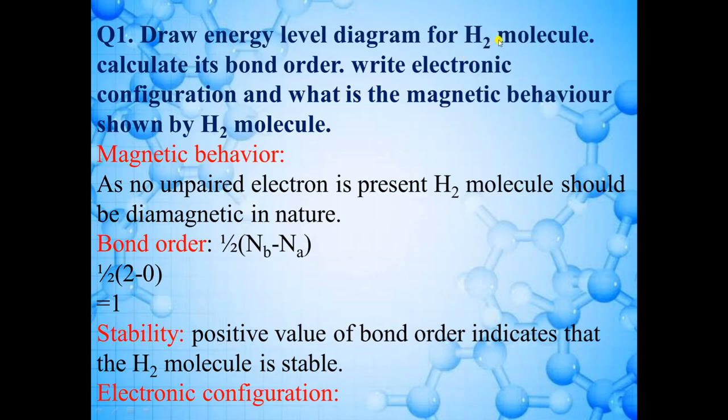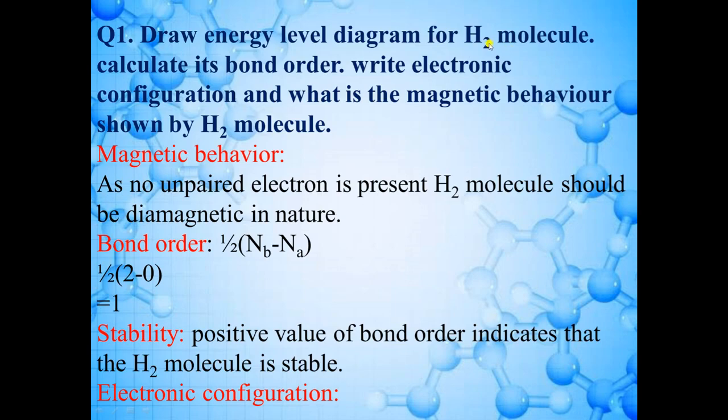Now there is one more thing you have to tell: magnetic behavior. Whether the molecule is paramagnetic or diamagnetic. What is the meaning of diamagnetic? Diamagnetic means when a molecule does not show magnetic behavior. Okay, so that is magnetic behavior. And paramagnetic, when a molecule shows magnetic behavior, that is known as paramagnetic. Now we have to find out whether the H2 molecule shows magnetic behavior or not.